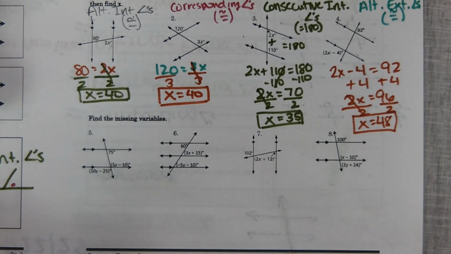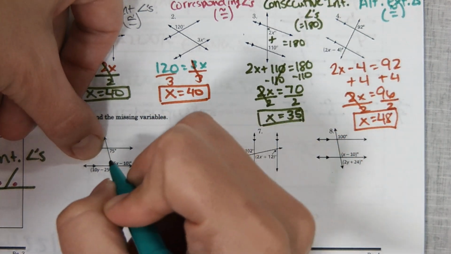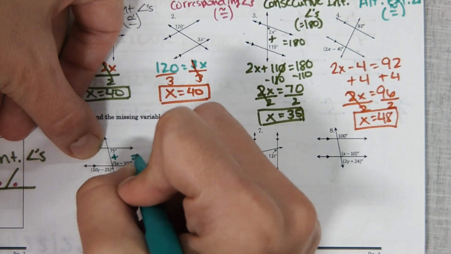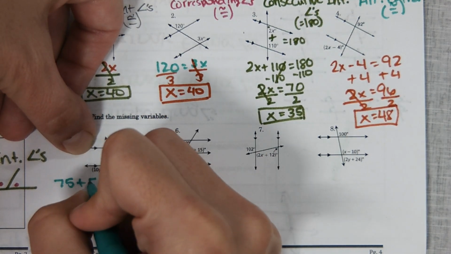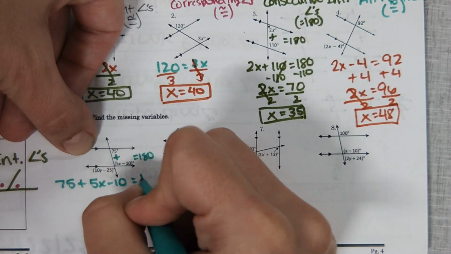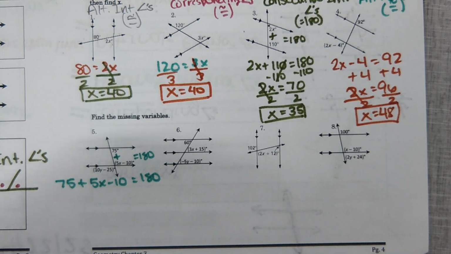So you have to look at what we can solve for first, and then use that to figure out the second one. For number 5, I noticed that we have consecutive interior angles right here. These two add to 180, so I can set that up: 75 plus 5x minus 10 equals 180, and solve for x that way. Once I have x, I can plug it in to help me solve for y.